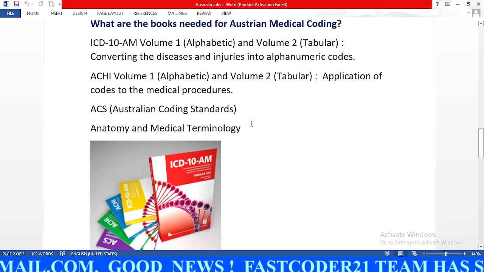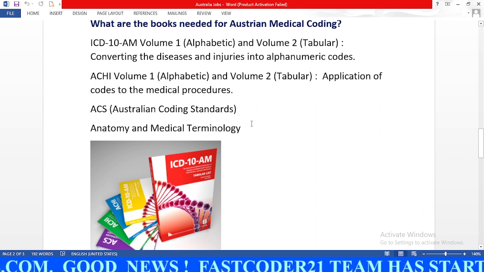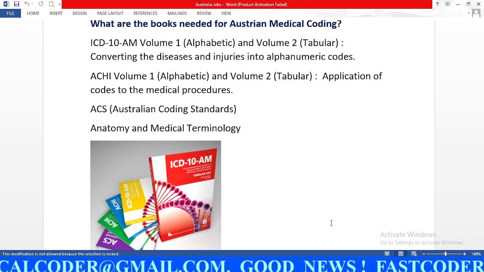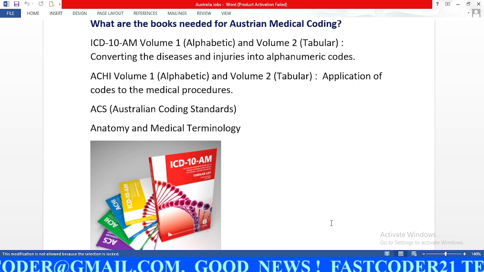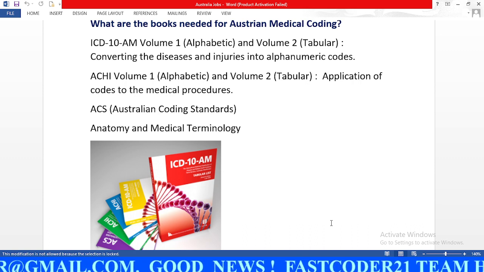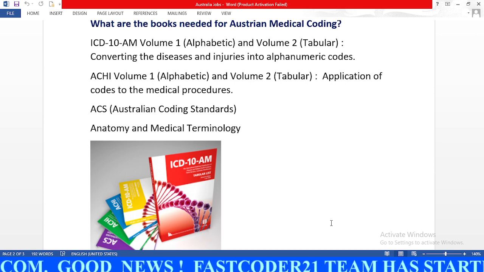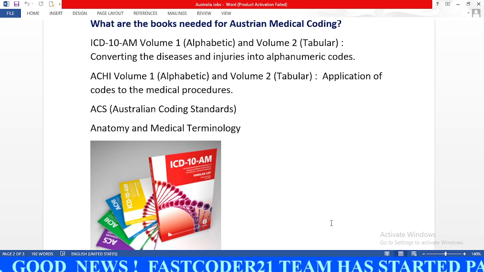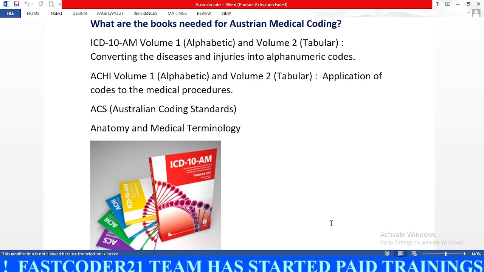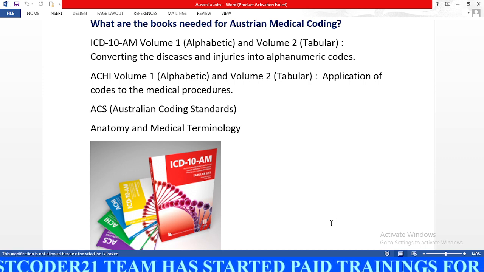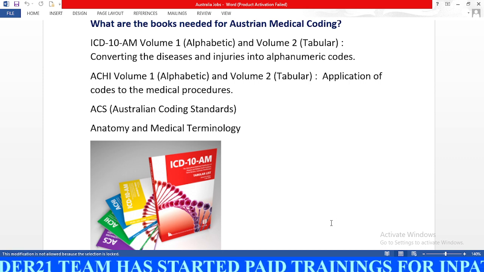Next we have ACS, the Australian Coding Standards. ACS are the guidelines which we will use in order to code using ICD-10-AM and ACHI. And also as usual, you need to have anatomy and medical terminology books.